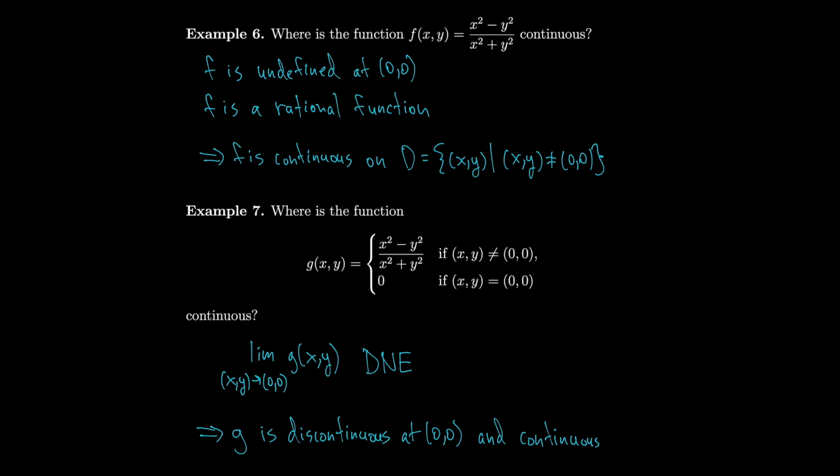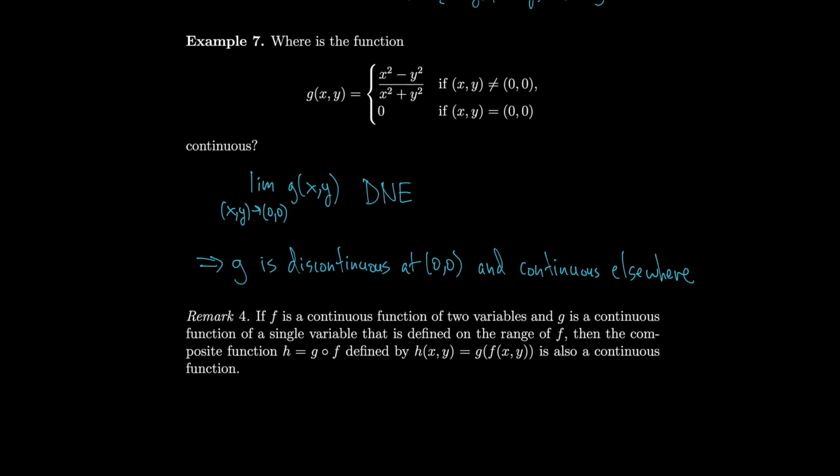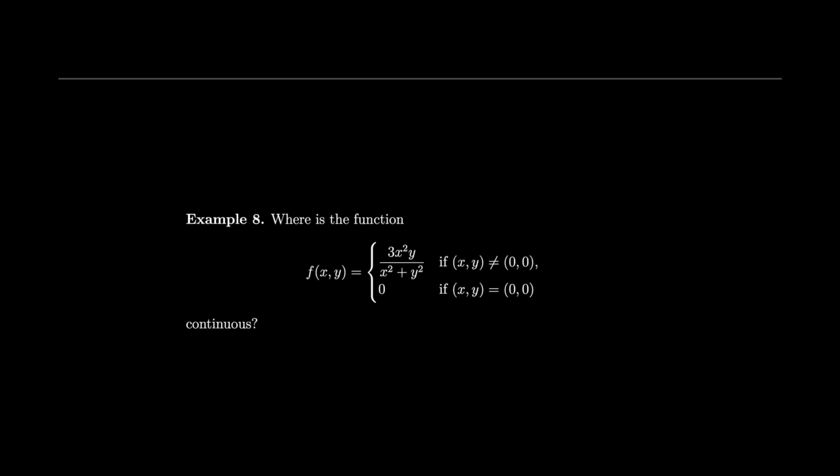So just because you fix a hole in your function doesn't make it continuous, as we saw in single variable calculus. It matters where you plug the hole. If f is a continuous function of two variables and g is a continuous function of a single variable that is defined on the range of f, the composite function is also a continuous function, h equals g of f. Before we use that though, let's keep looking at this example a little bit more. Let's see if we can find some way to make this thing continuous.